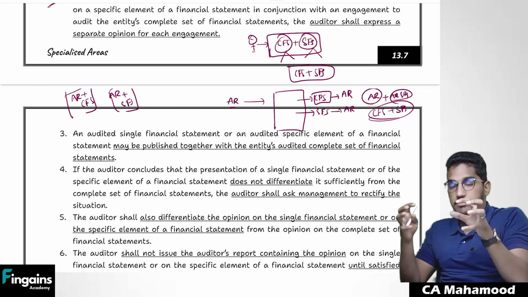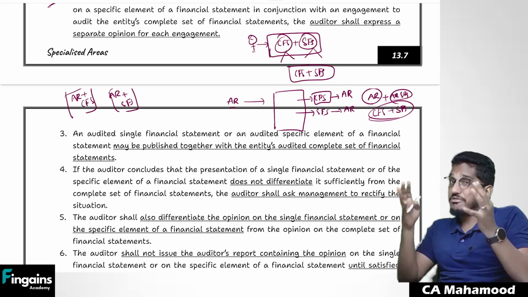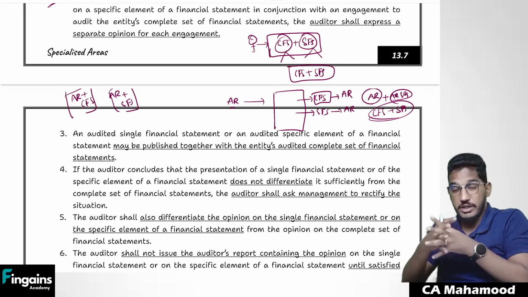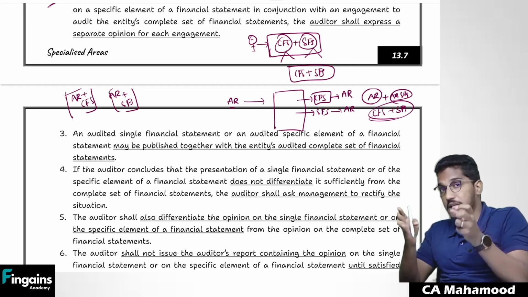Don't club together. You can publish both in a single document. In one booklet you can give, but in that booklet also you have to differentiate. Don't club everything. Try to differentiate it so that the user will not get confused.